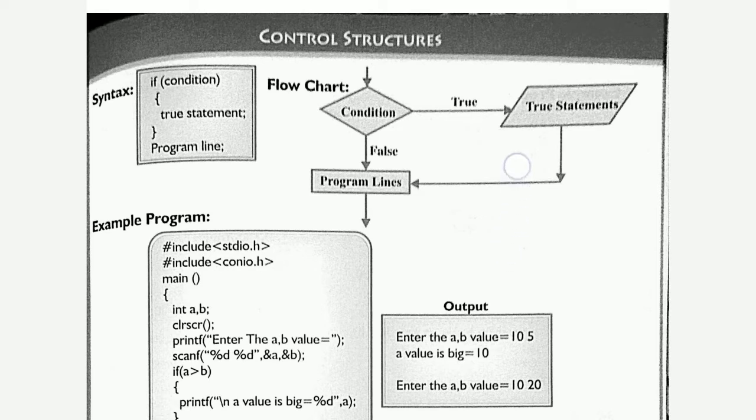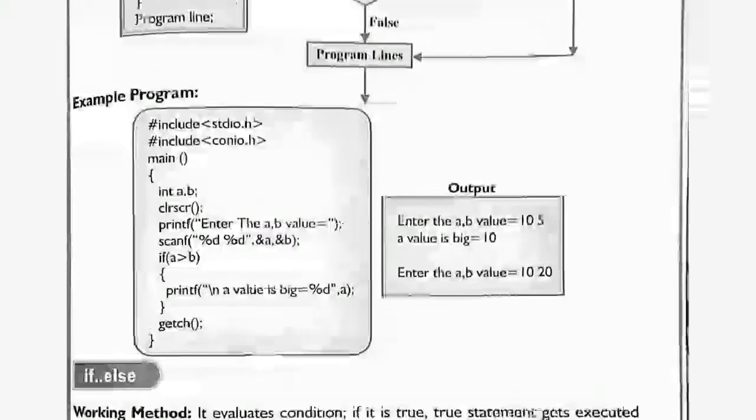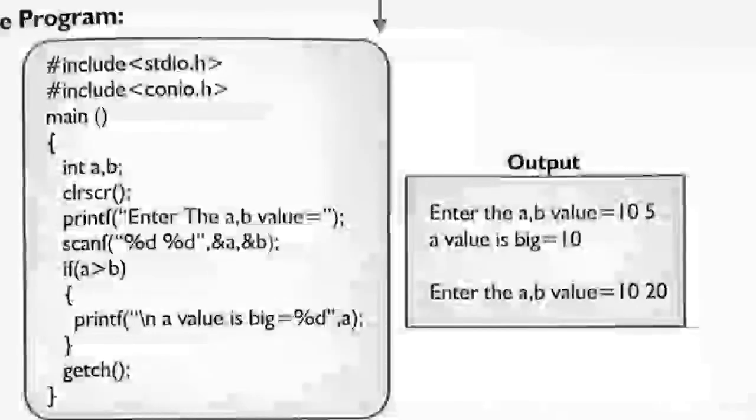Here we'll see an example. There is an if statement, a greater than b. If a is greater than b, when the condition is true, print the a value. If a greater than b is false, then the print statement won't work. We'll see that in the output.